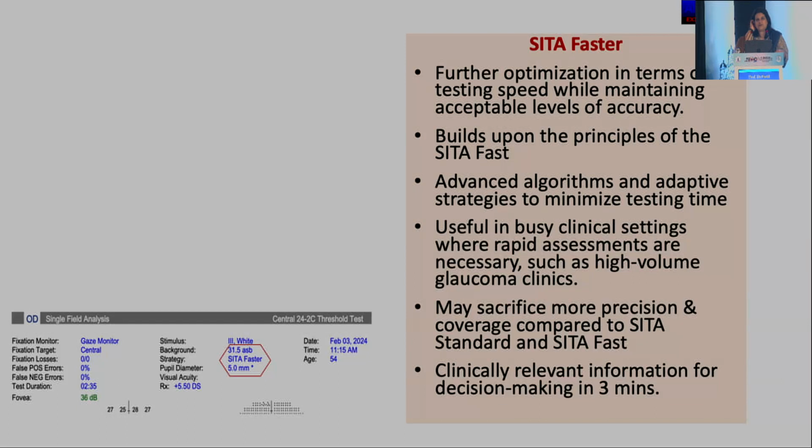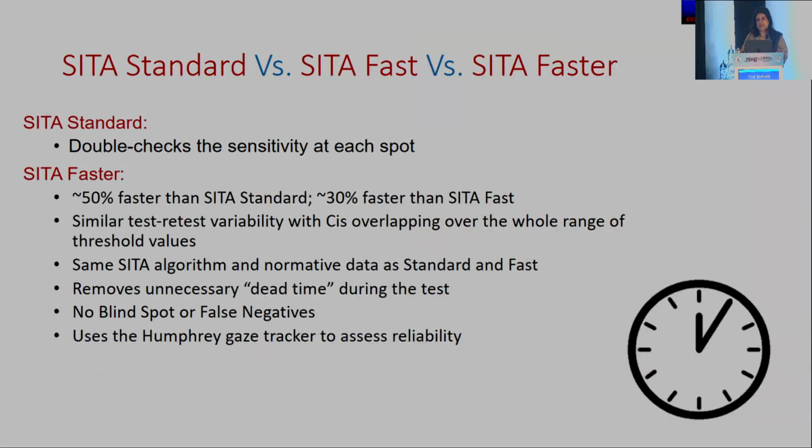glaucoma specialists who still don't really rely on SITA Faster, because it does tend to lose accuracy when we are talking about patients where critical decision making is to be made, especially when we are focusing on the central spots. SITA Standard double checks the sensitivity at each spot. SITA Faster, it's 50% faster than SITA Standard, as I've already talked about.